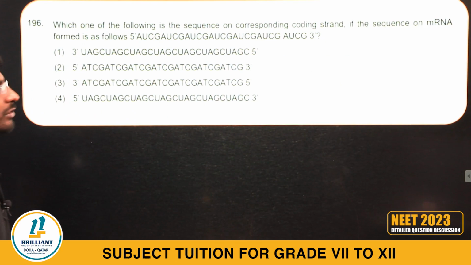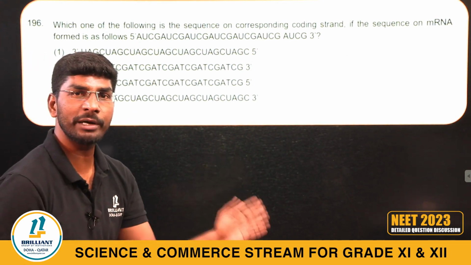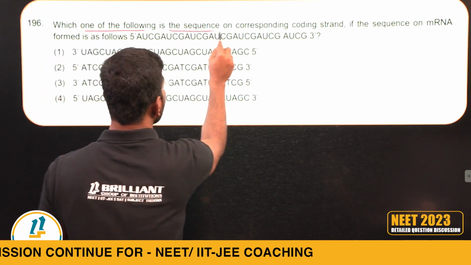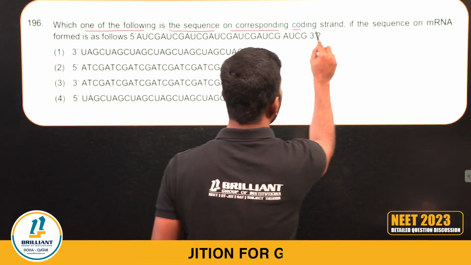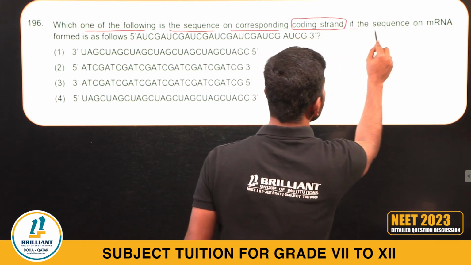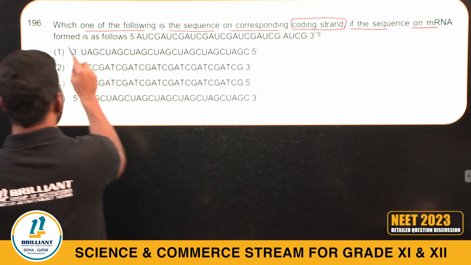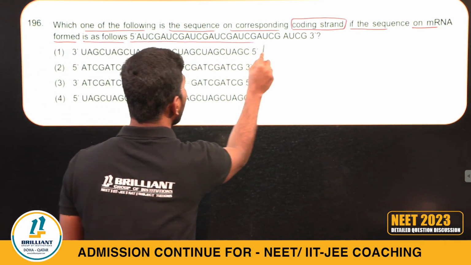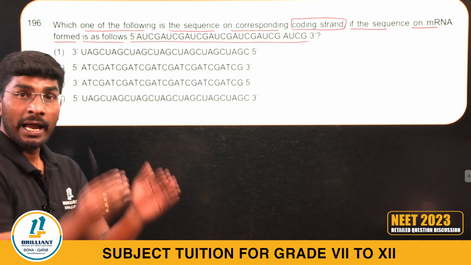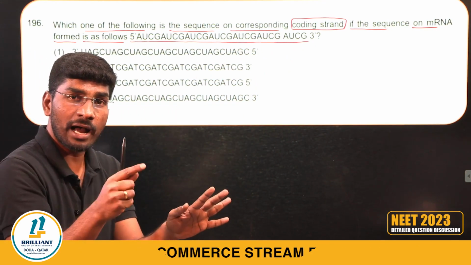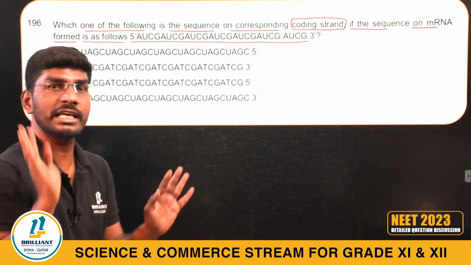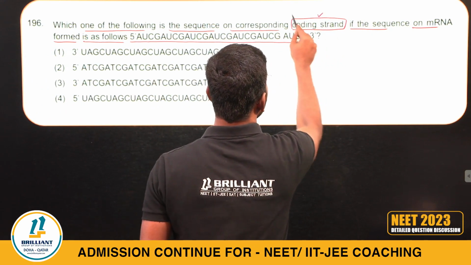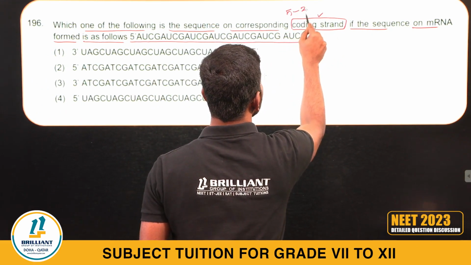The 196th question. This is a question from molecular basis of inheritance. Which one of the following is the sequence on the corresponding coding strand if the sequence on mRNA is as follows, 5' to 3'? The mRNA sequence is given, and they're asking you to find out the coding strand sequence, from 5' to 3'.